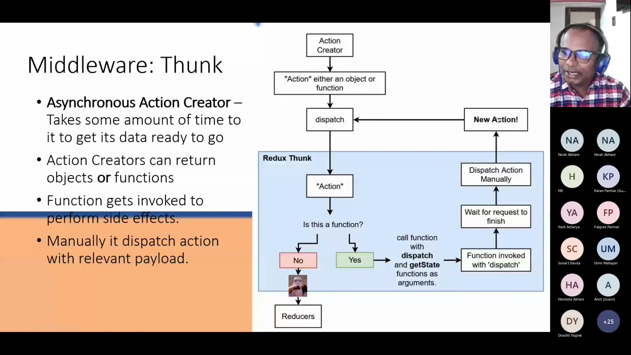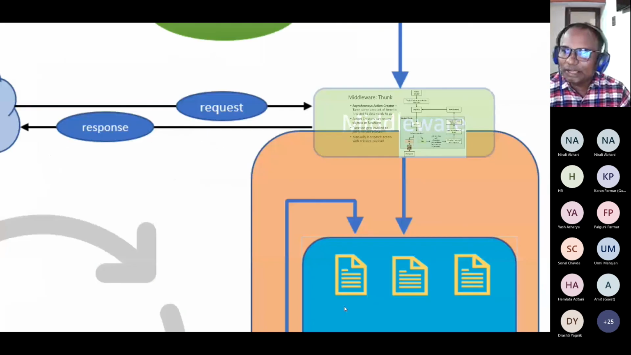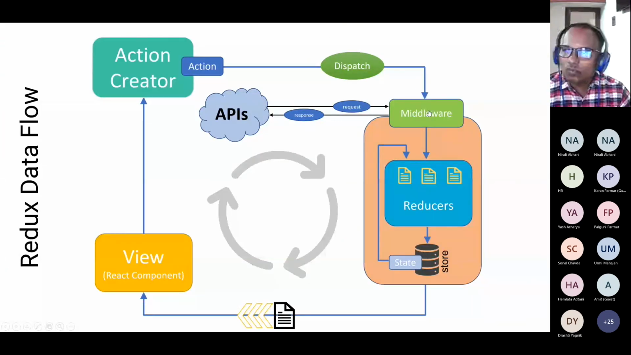And if it is a plain action, which returns the object, then it will go ahead in the actual flow. So that is how middleware works, if you want to make some asynchronous actions in between.